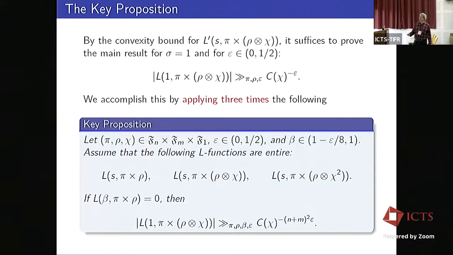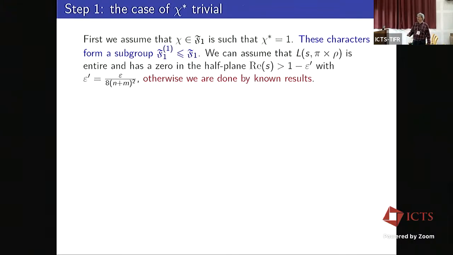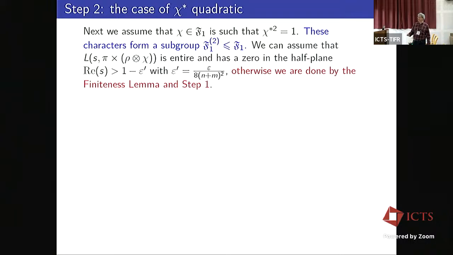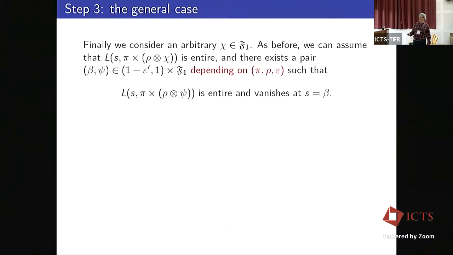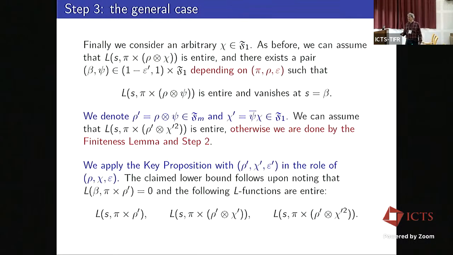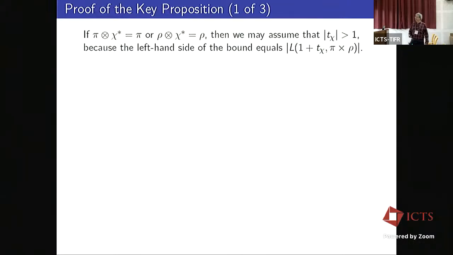Of course, the key proposition made it happen. 3 applications of the key proposition, in various instances of the key proposition. And for the key proposition, we'll need an auxiliary L function. And so that's maybe the most analytic part of the result.